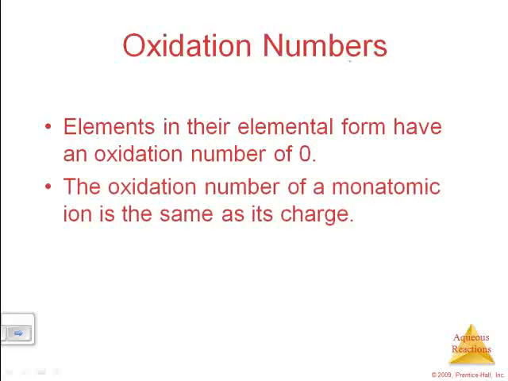Okay, let's do a couple examples here. Cl2, that's how chlorine exists as an element. It would have an oxidation number of 0. Any metal, such as sodium, has an oxidation number of 0. For the oxidation number of a monatomic ion, for example, the sodium ion has an oxidation number of +1. The chloride ion has an oxidation number of -1.